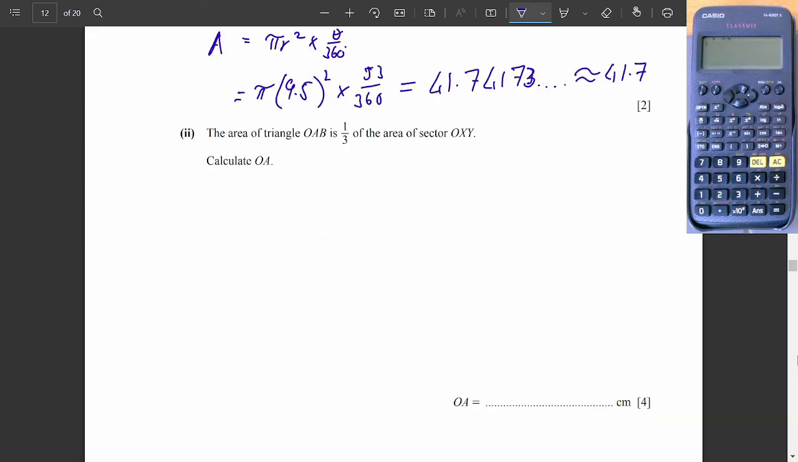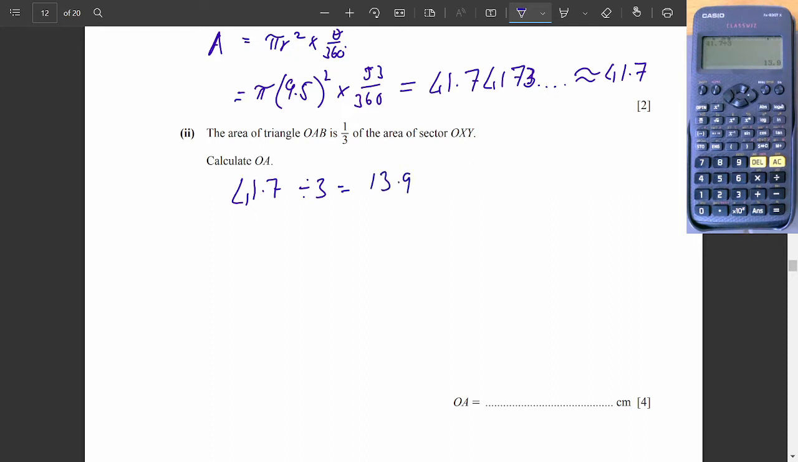Question 8a, the second part, a slightly harder question. The area of the triangle OAB is a third of the area of sector OXY. Let's first use that piece of information. The area of the triangle is a third of the area we've just worked out. That means to get the area of the triangle, we need to do 41.7 divided by 3, or times a third. Okay, 41.7 divided by 3, and that is 13.9.